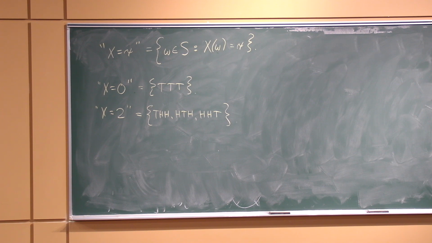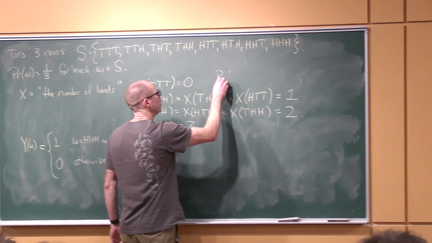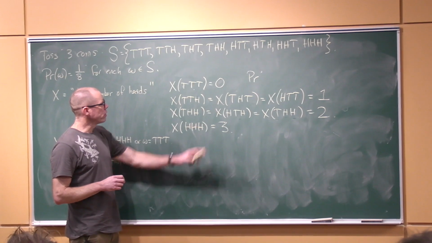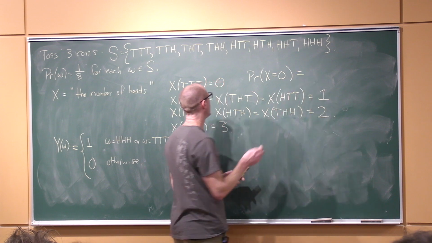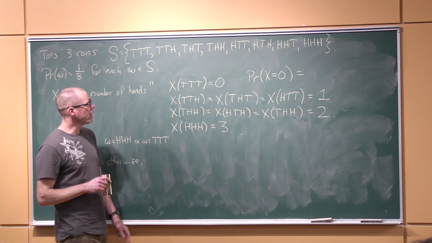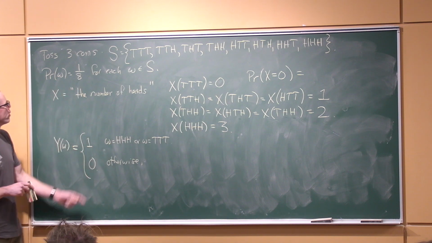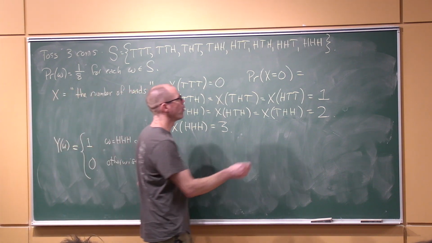So, a few things we can do, and let's do them here just so we get a feel for this stuff. Since saying something like X equals 0 or X equals 2 defines an event, that means we can compute the probabilities of these events. So for example, here's all the things that evaluate to 0, and there's only one thing that evaluates to 0, and it occurs with probability 1 over 8, so we get 1 over 8.